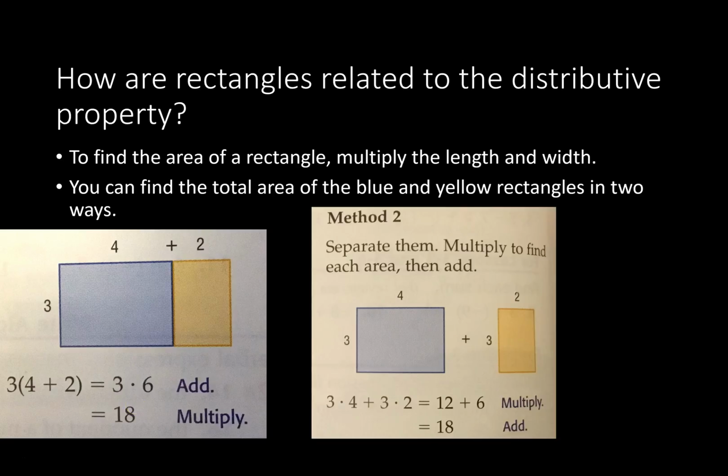Another way to do that would be you could actually separate the two out. So instead of keeping it in this format, we put a little more step in here, and this works for some people, and that's fine. They took the 3 and the 4, and they took 3 and 2, and they put a plus symbol in between. So 3 times 4 would be this length times width, and then 3 times 2 would be this length times width. That's going to equal 12 plus 6, which equals 18.